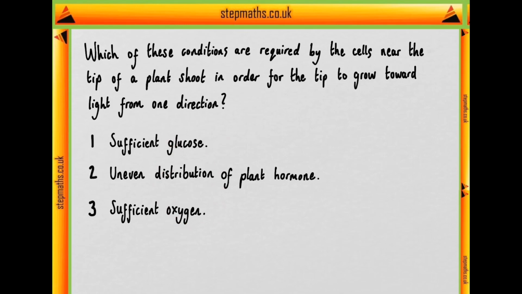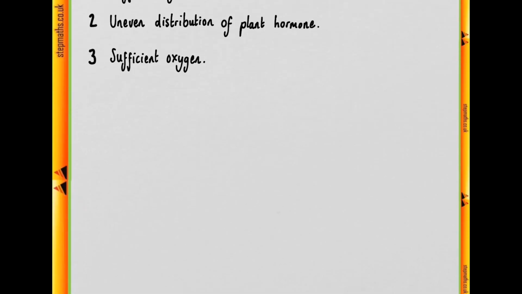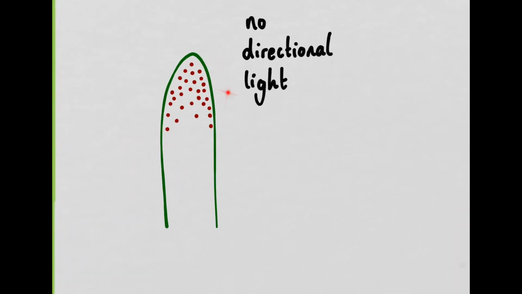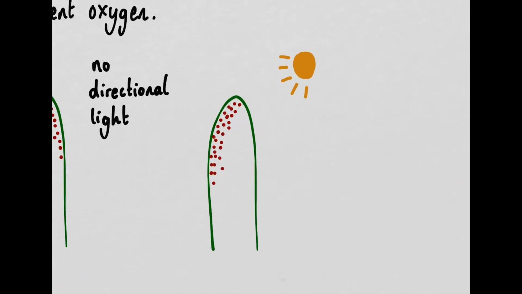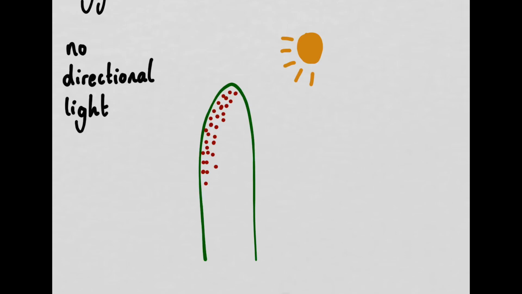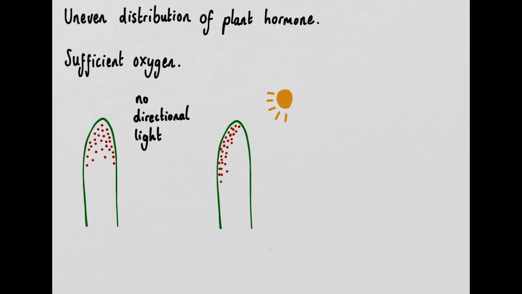So we have our three conditions, but before we come to them, let's think about what's actually the mechanism behind phototropism. If we take a plant shoot where there's no directional light, there's a substance called auxin which is found in the tip of plant shoots, and it's distributed fairly evenly across, and auxins promote growth. If we have directional light, the auxin migrates over to the shaded side, away from the light, and promotes growth only on this side.